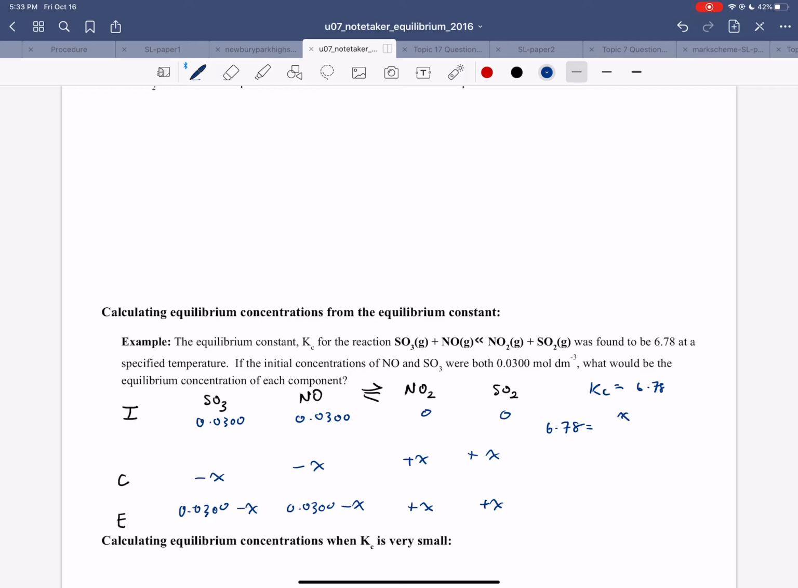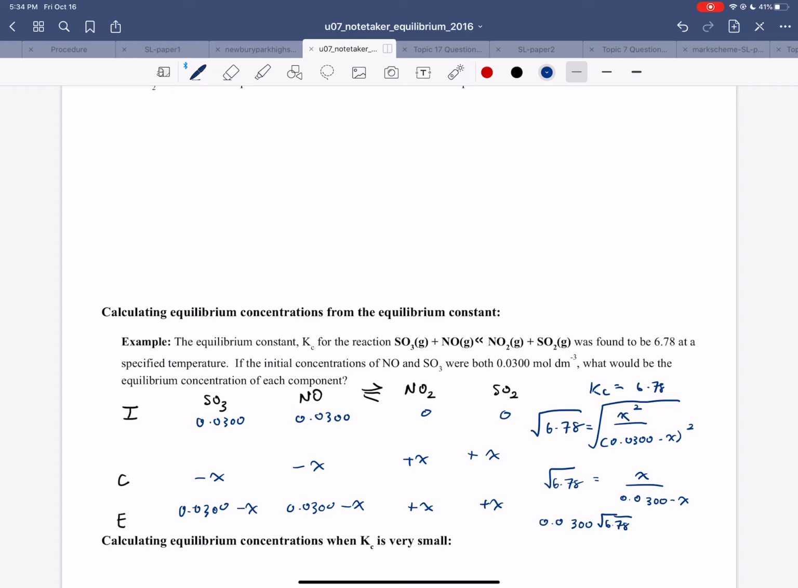So x times x, which is just x squared, divided by SO3 times NO, which is just 0.03 minus x times itself, because we have 2 of them. How do we solve this? Well, in order to find the equilibrium concentration of each component, we simply take the square root, in which case we have square root of 6.78 equals x over 0.0300 minus x. If we expand this, this becomes 0.0300 minus x.